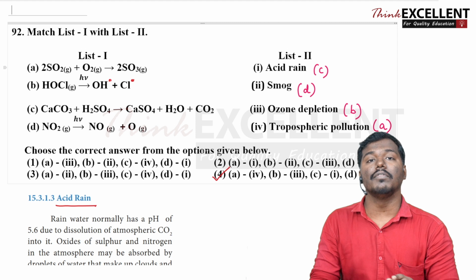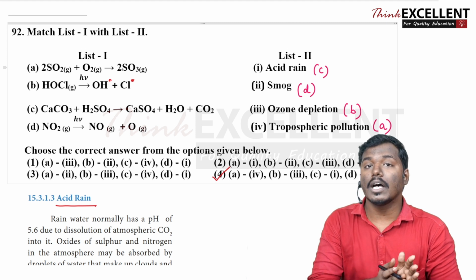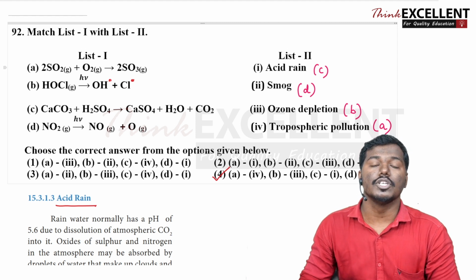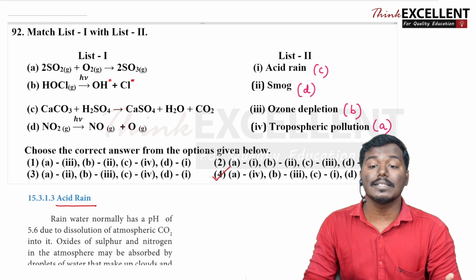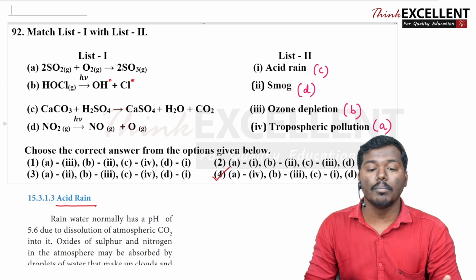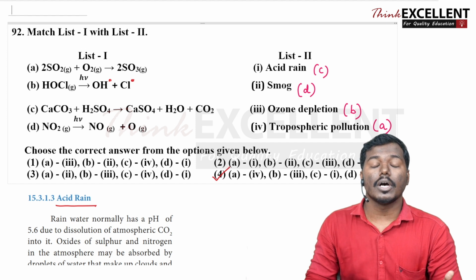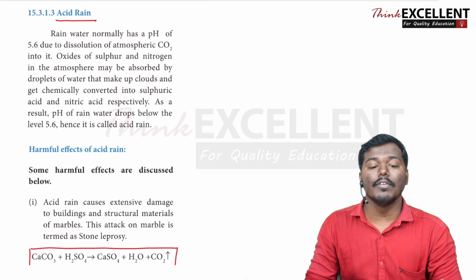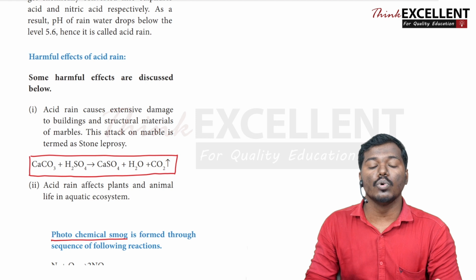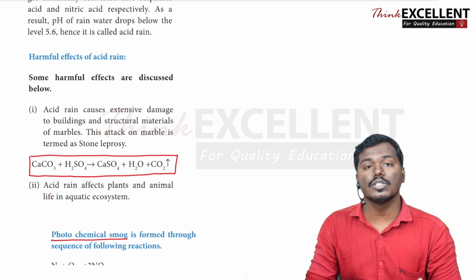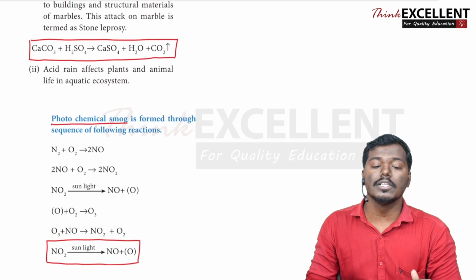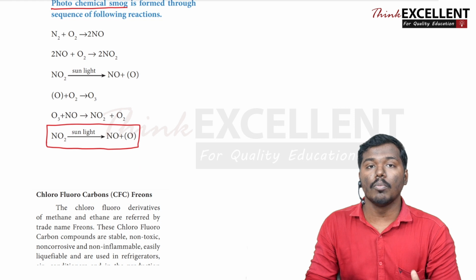We can see that a very simple question which is asked from environmental chemistry. So environmental chemistry la nambo acid rain, smog, ozone depletion, tropospheric pollution idella padichirukomla. Adula pathina acid rain la they given this equation: CaCO3, when it is reacting with H2SO4, forms CaSO4 plus H2O plus CO2. Adhe mari photochemical smog la we have studied this NO2 molecule.